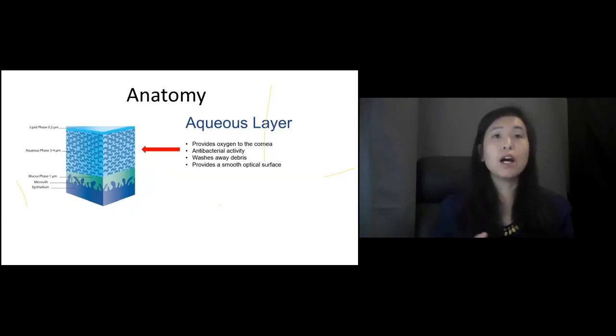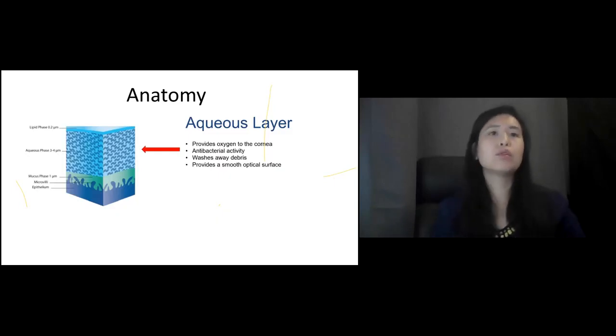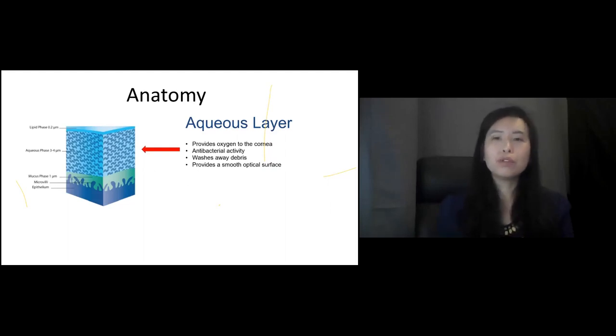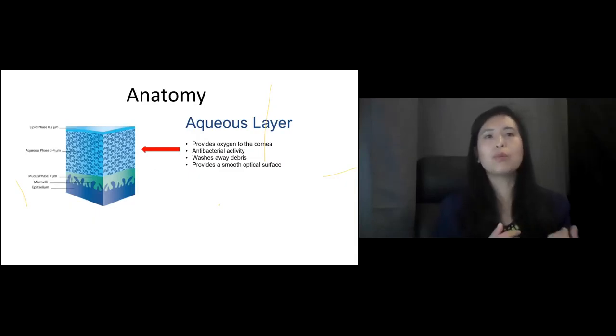This also contains the oxygen that then diffuses into the cornea, and it contains all those antimicrobial molecules that I was just mentioning, and it will also wash away debris like toxic chemicals, allergens, and take them away from the eye. Also very important, it provides a smooth surface for light to enter as it goes into the eye so that you see clearly. So the lipid layer and the aqueous layer are the most important.